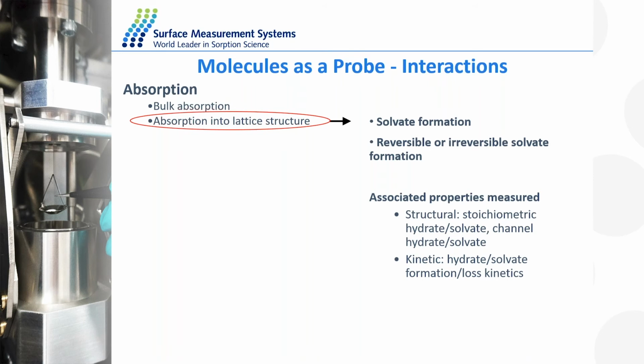So we can also have absorption into the lattice structure. In this case, it's possible to have a look at solvate formation. This can be irreversible or reversible. So the associated properties with regards to this are the stoichiometric hydrate or solvate properties, and understanding the channels, the solvate channels, in the system. And again, we can also have some kinetic properties measured as well.